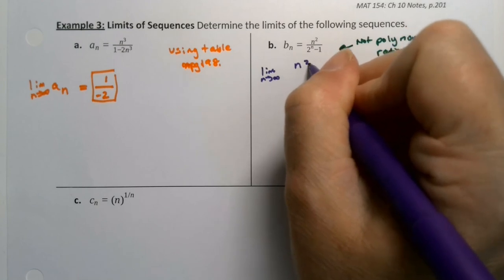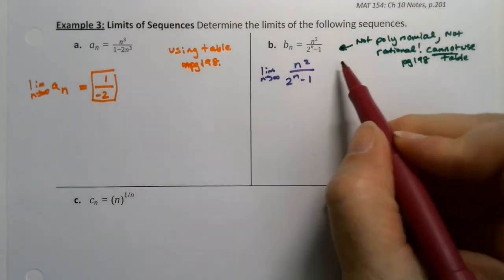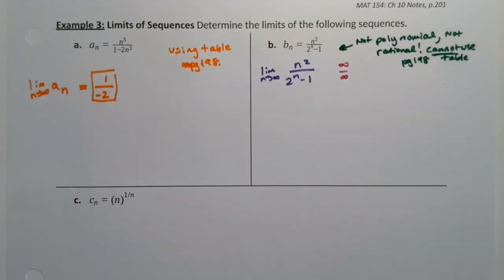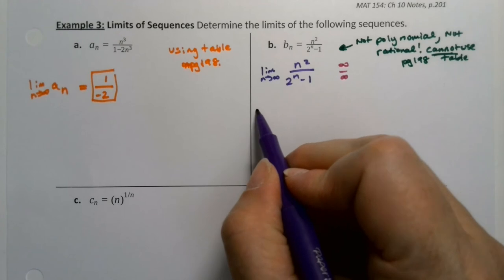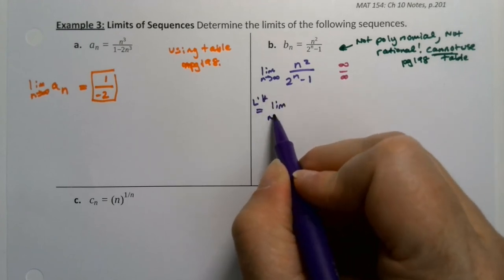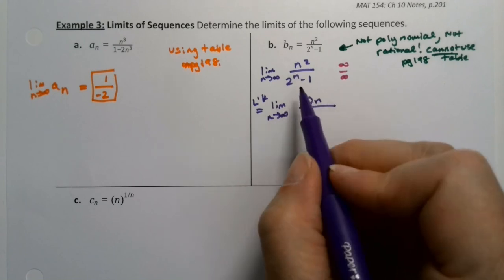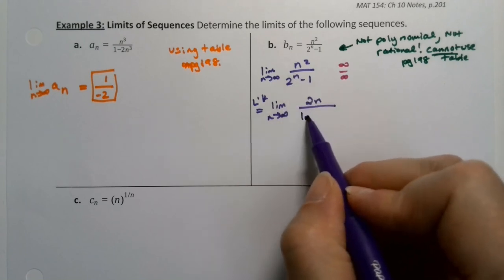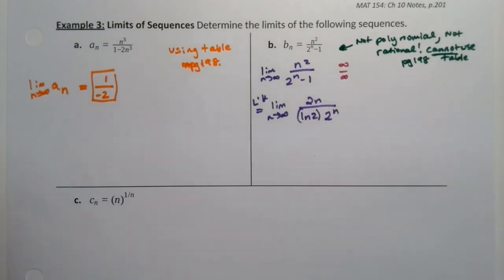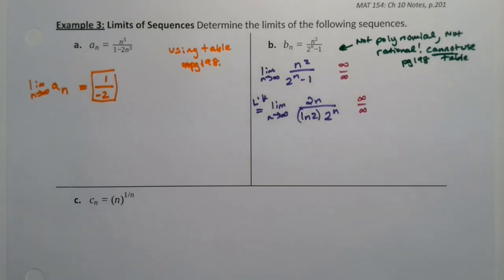Okay, so the limit as n goes to infinity of n squared over 2 to the n minus 1. Luckily for us, that's infinity over infinity, right? Infinity squared over 2 to the infinity power is infinity over infinity. So I will use L'Hopital's rule, and I will take the limit as n goes to infinity of 2n over the derivative of 2 to the n, which is natural log of 2 times 2 to the n. The derivative of 1 is 0.